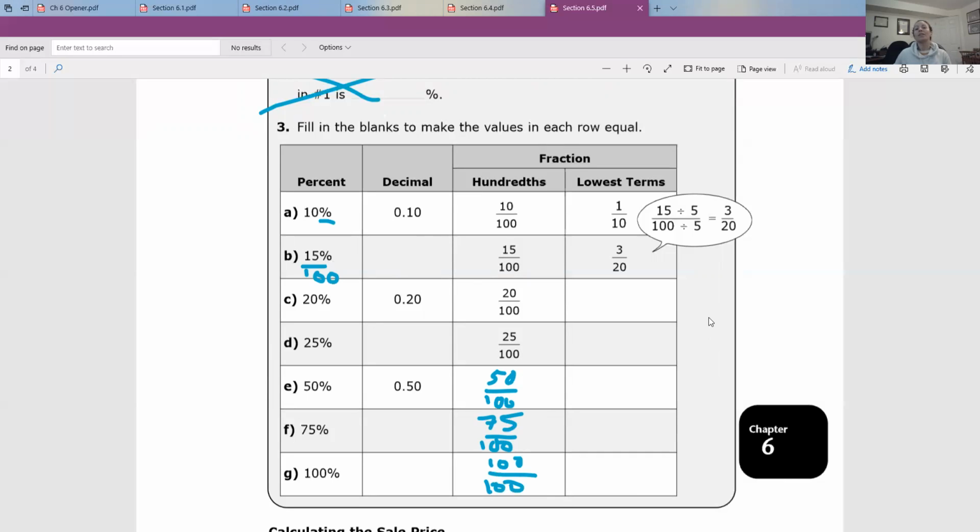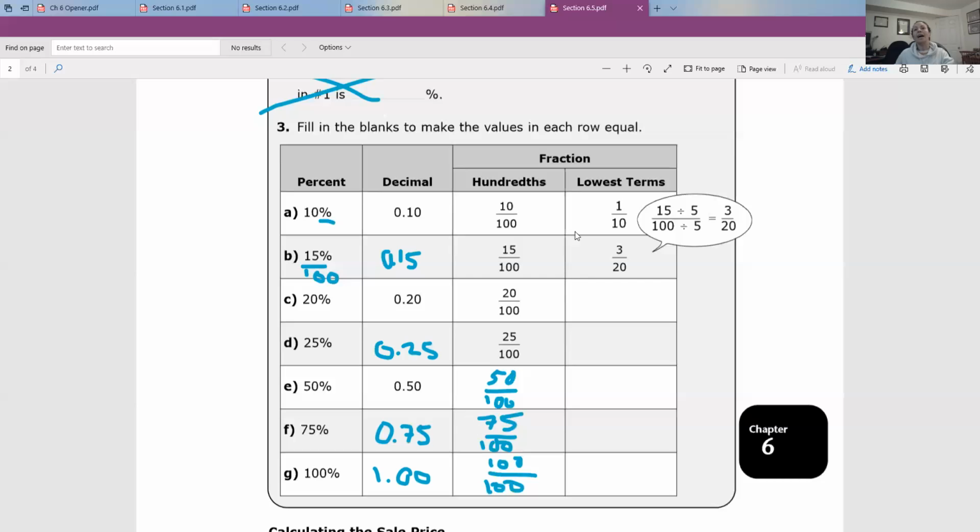Okay. Now, the last column, we are reducing. Actually, I want you to pause the video and calculate the decimals first, okay? Take a second, do that, and then when you're done, unpause it and let's watch the rest. Okay, I hope you had enough time. Decimals here, you should have got 0.15. This one here should be 0.25. This one, 0.75. And 100 divided by 100, you should get 1. So 1.00 or 1 would be fine.